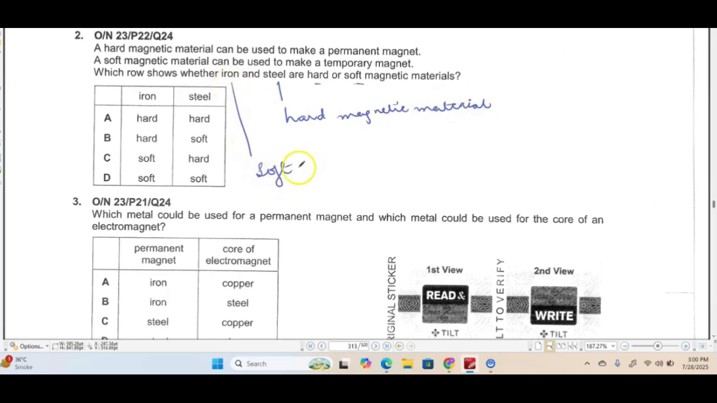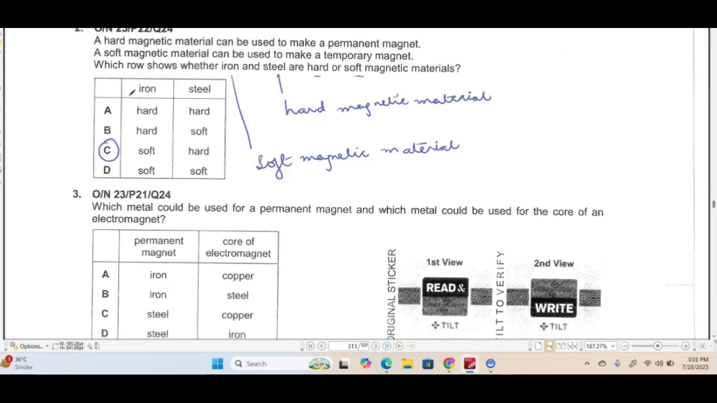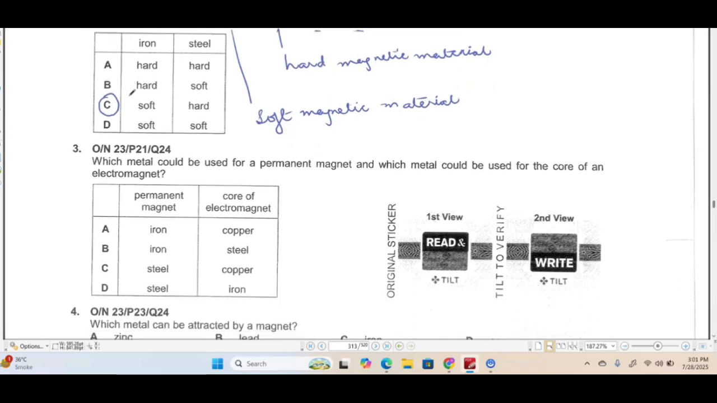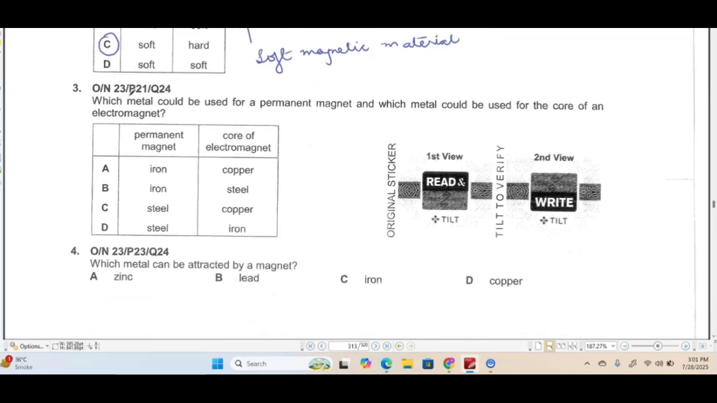That is why iron is used for making the core of an electromagnet. You should know this because most of the questions related to simple magnetism are linked with iron and steel. So steel is hard, and iron is soft. So C is going to be the correct option. You should just clear it out at this moment that iron is the softer one and steel is the harder one. A permanent magnet is made from steel, and electromagnets are made from iron.